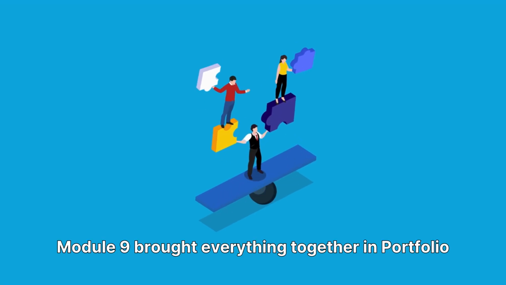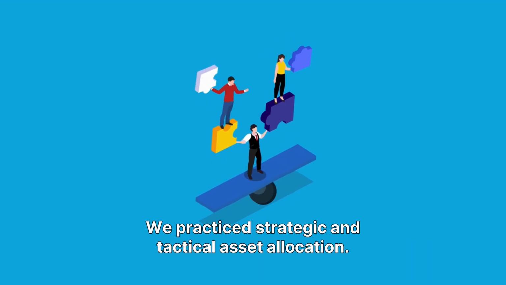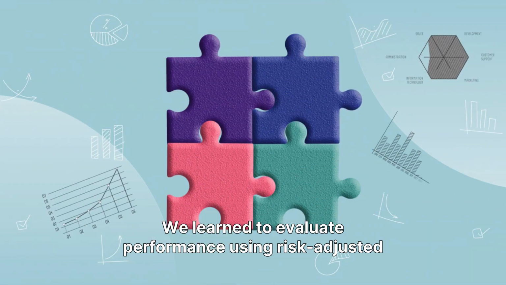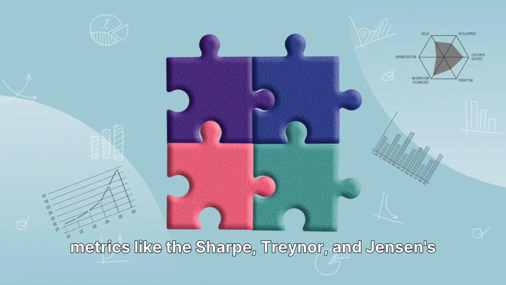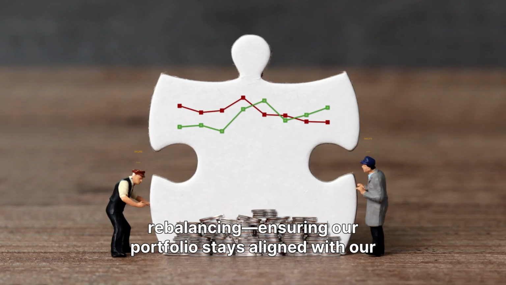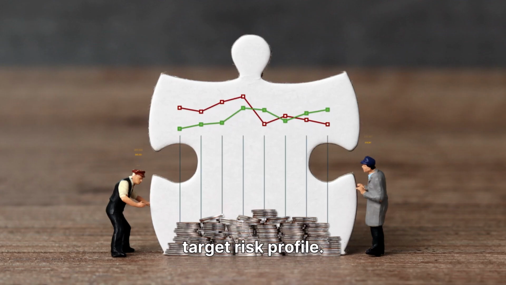Module 9 brought everything together in portfolio management. We practiced strategic and tactical asset allocation. We learned to evaluate performance using risk-adjusted metrics like the Sharpe, Treynor, and Jensen's Alpha. We also covered the vital process of rebalancing, ensuring our portfolio stays aligned with our target risk profile.